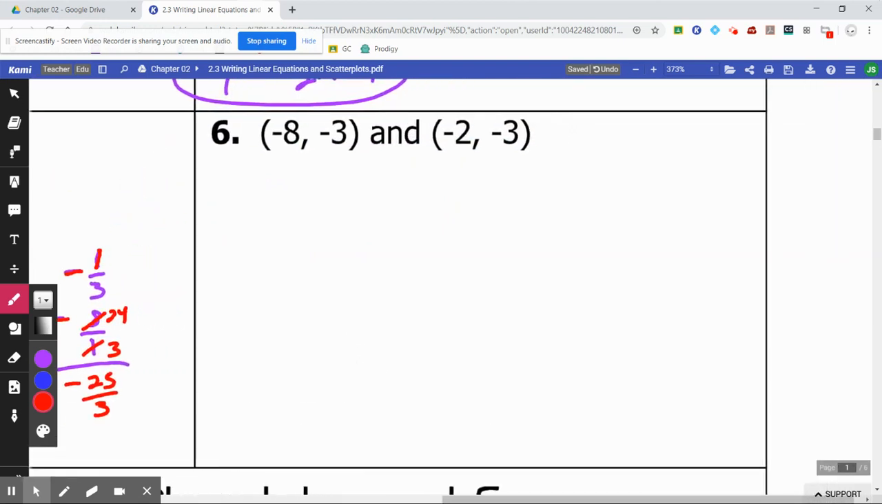Next up, something fishy about this one. The slope, when you go to find it and you do y minus y, it gives you -3 minus -3. X minus x is -2 minus -8, but the top is the concerning part. -3 plus 3 is 0. The bottom really doesn't matter. 0 divided by anything is legal. This has a slope of 0.